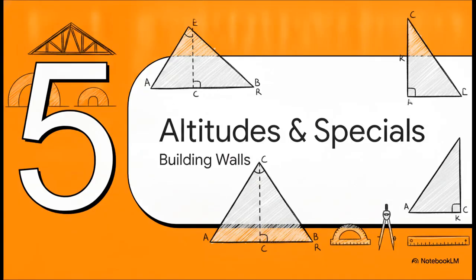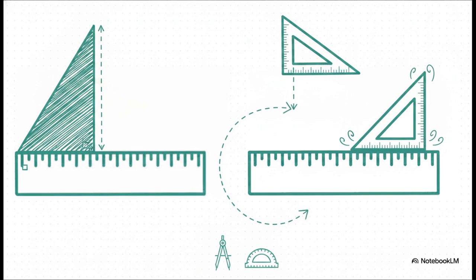Section 5. Altitudes and special triangles. Building walls. Now let's see how a specialized tool builds a perfectly straight wall, which in math we call an altitude. An altitude is just a perpendicular line dropped straight down from a top vertex to the base. Now trying to do this with just a ruler, usually pretty sloppy.